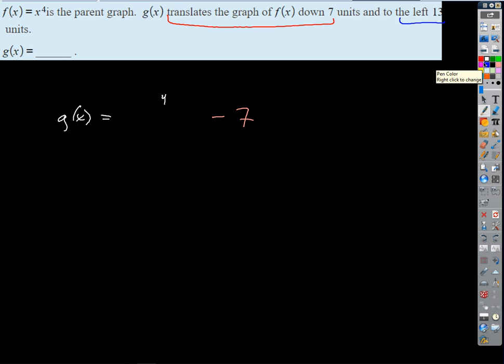Well, what's this graph doing? It's a power function, right? It's taking something to the 4th power. So then, there's where the parentheses are, right? Inside the function is the stuff that's being taken to the 4th power. And so what's going to go there? X. The quantity x plus 13 to the 4th minus 7 would do what we wanted it to, right? Do you see that? Okay, there's an assignment.